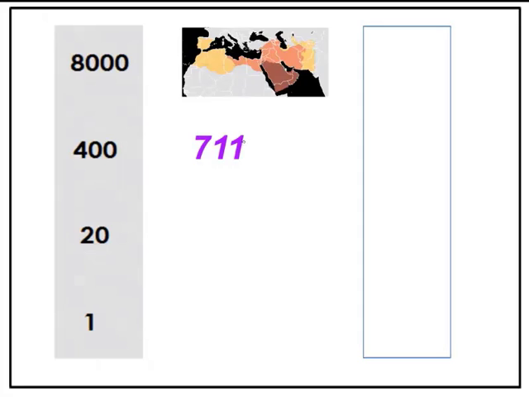To figure out what the equation is for the number 711, we're going to do just the opposite of what we did before. Before we multiplied and added, this time we're going to divide and subtract. So we're going to find the largest number that will divide into 711. That's going to be 400. So 400 into 711 is 1. So we're going to put that 1 off to the side. So 1 times 400 is 400. And then we're going to subtract that.